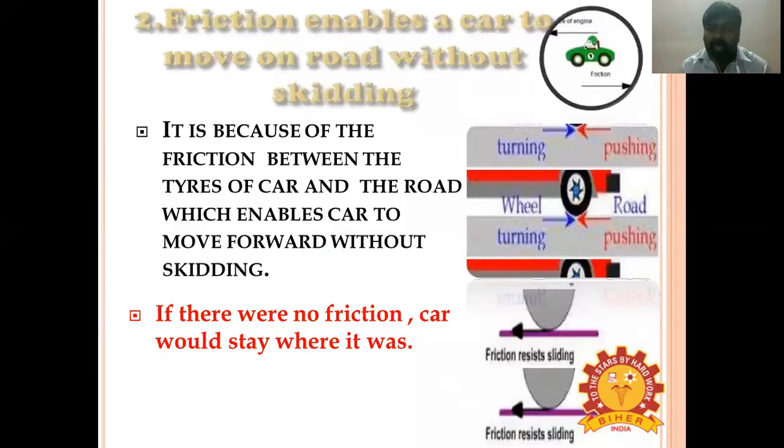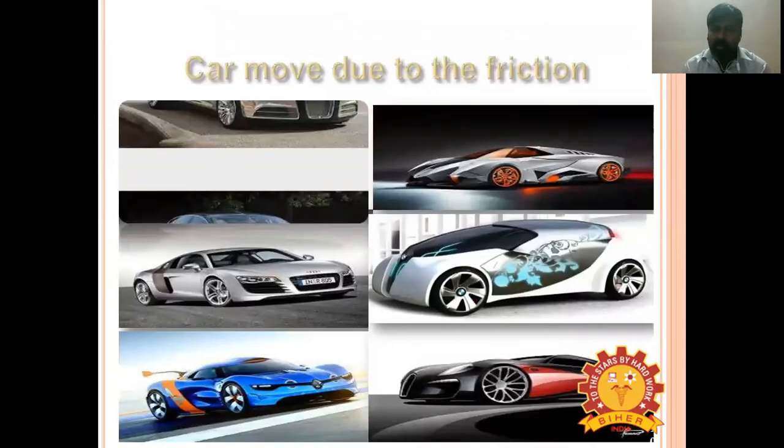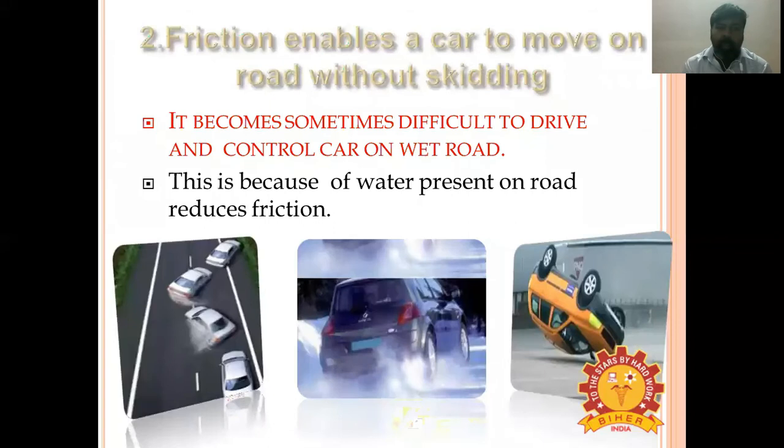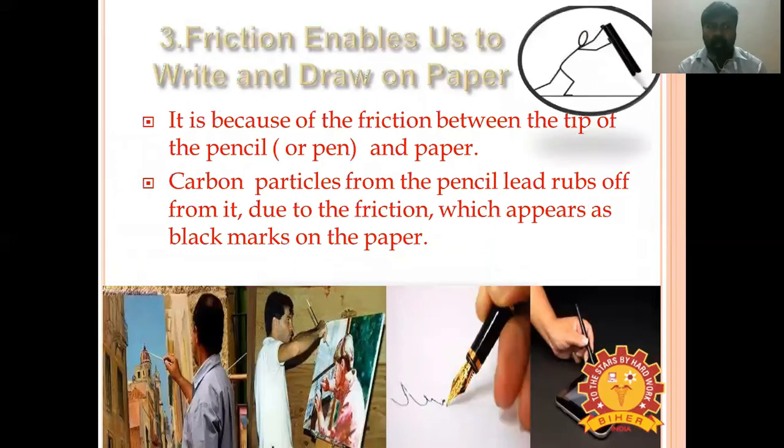And friction enables a car to move on the road without skidding. This is the third point. If there is no friction, then it is difficult to drive. Water present on the road reduces the friction, so it sometimes becomes difficult to drive and control cars on wet roads. In the rainy season, we struggle a lot.